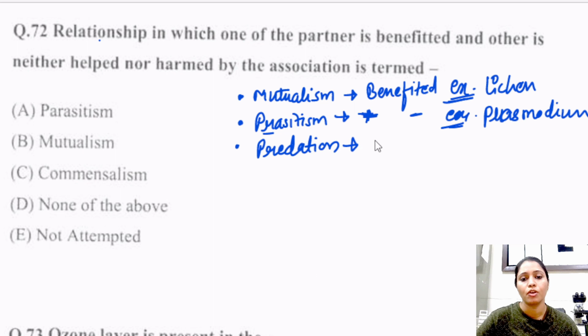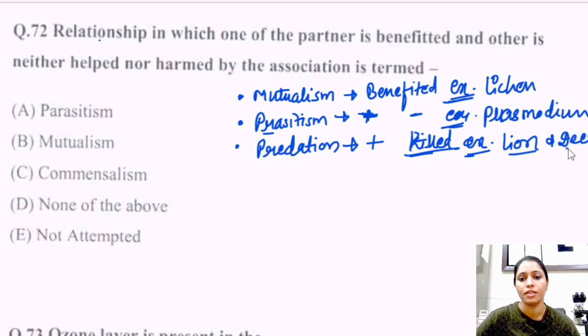Another similar to parasitism is the predation. In this relationship, one is benefited and another is harmed, but not only harmed, it is killed. So another partner is killed. You know very well the example of this, lion and deer, in which lion is benefited, deer is killed. The only difference between parasitism and predation is that in parasitism partner B is harmed, while in predation partner B is killed.